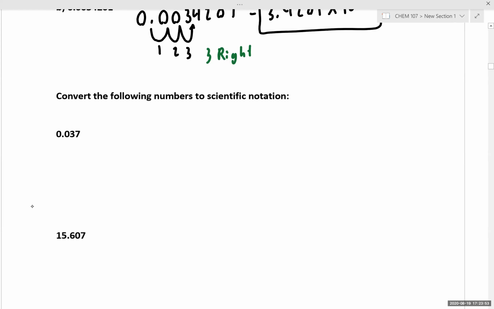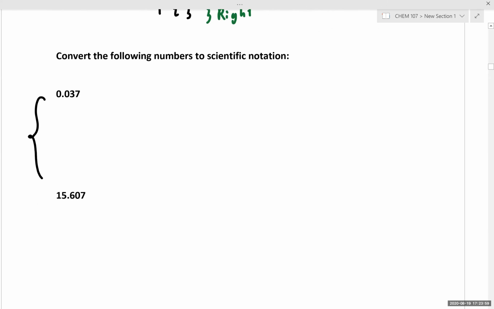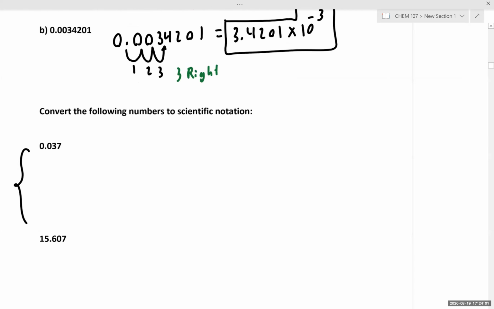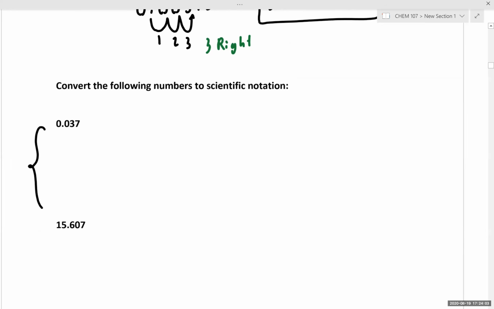So I'd like you to look at the following two numbers, and I'd like you to try to convert the following numbers into scientific notation. Allow me 1 second, there's a small delay in OneNote. So let's spend about 3 to 4 minutes, and let's try to convert the following numbers into scientific notation.